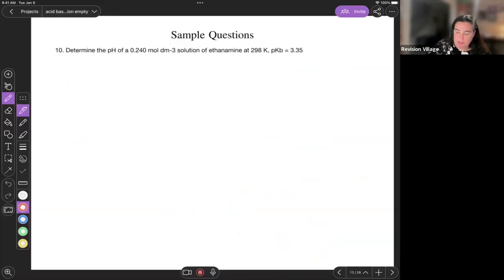Here is a weak base problem for you to try. The Kb and the initial concentration are given. And so you can decide how many steps you want to use to try to figure out the pH of that solution. Again, this is a real IB question. I don't know why I didn't put the marks on there. I guess it's a 2 marker. I should say a real IB style question.